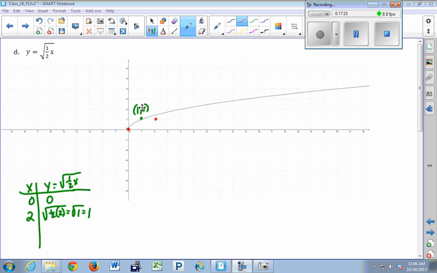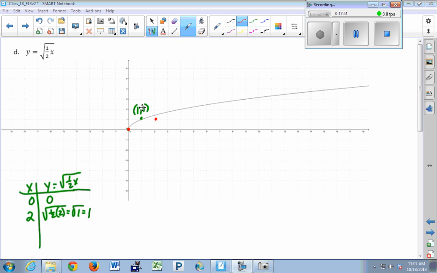Notice they're at the same height, but look at their distance from the y-axis, folks. Look at the distance from the y-axis. The green point is only 1 unit away from the y-axis. How far is the red point from the y-axis? 2. So I've doubled my horizontal distance. When I compare those points, I've doubled my horizontal distance away from the y-axis.